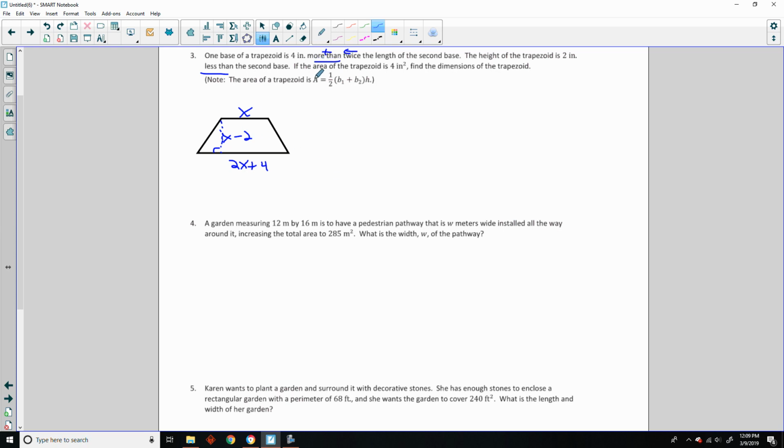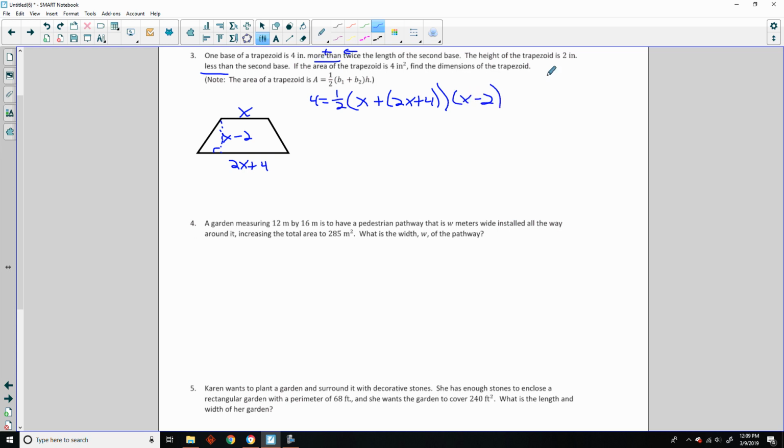All right, so the area of a trapezoid is 1/2 base 1 plus base 2 times its height. So since they've already written that formula, I'm just going to substitute it in. And it says, if the area of the trapezoid is 4 inches squared, find the dimensions of the trapezoid. So area is 4. Okay, base 1 is simply x plus base 2, which is 2x plus 4, times the height.